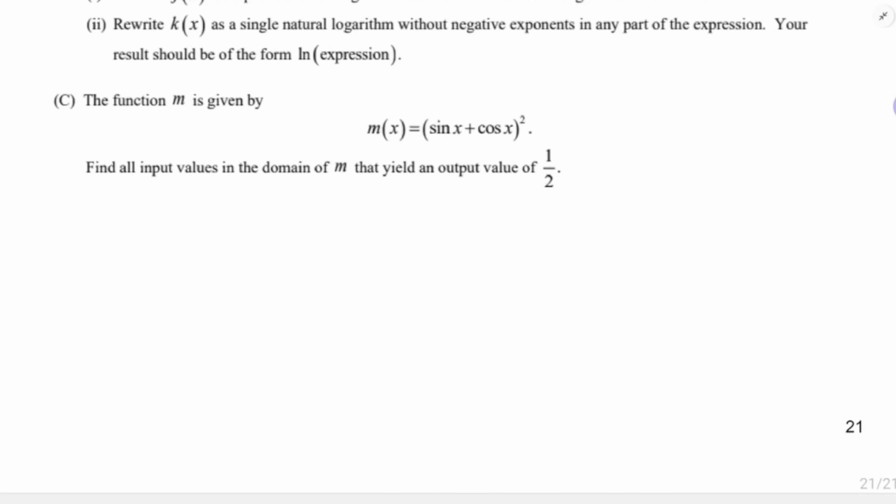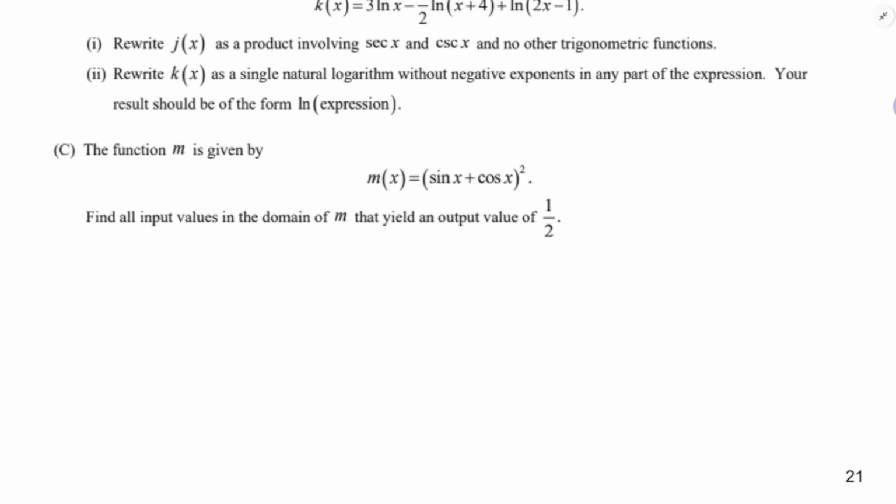All right, now the last one here is all input values that yield an output value of 1/2. Now this one's interesting. Sine x plus cosine x, squared. We must need to use a trig identity because if I just took the square root of both sides, that's not going to be all that helpful. Sine x plus cosine x equals root 2 over 2 or negative root 2 over 2. It's temptingly close to stuff we know from the unit circle, but it doesn't seem quite right.